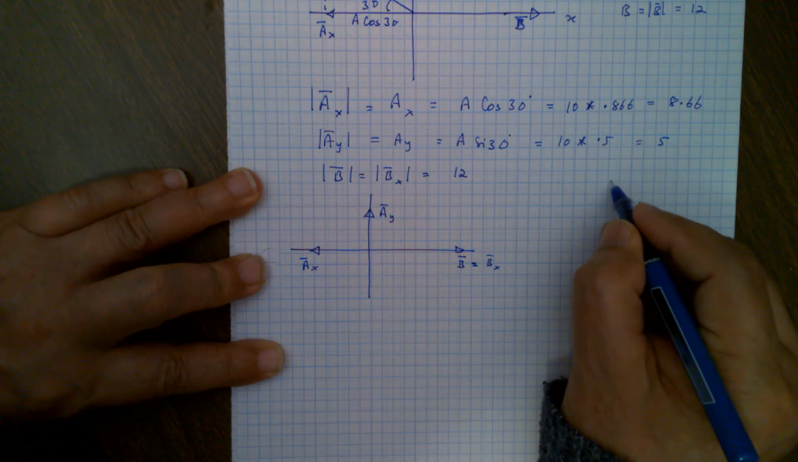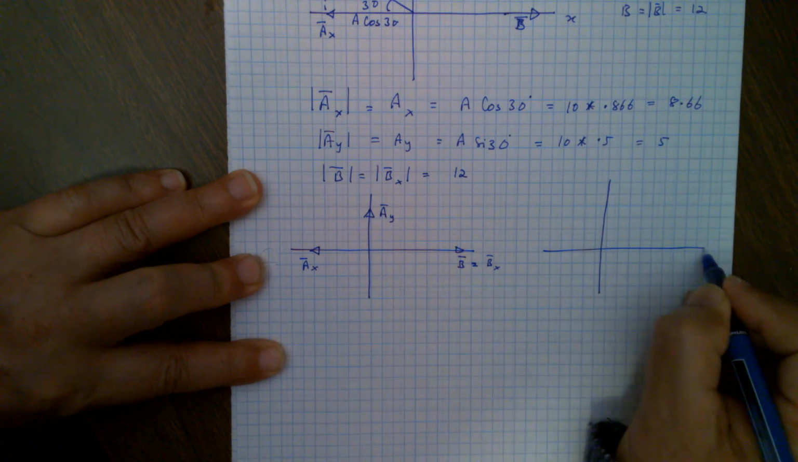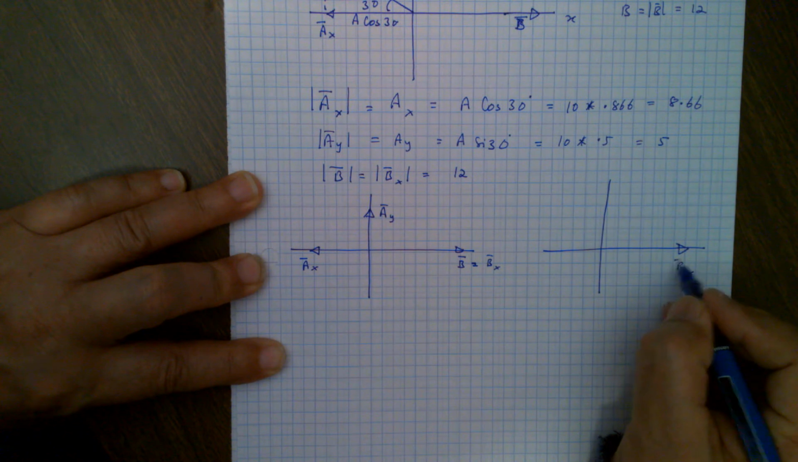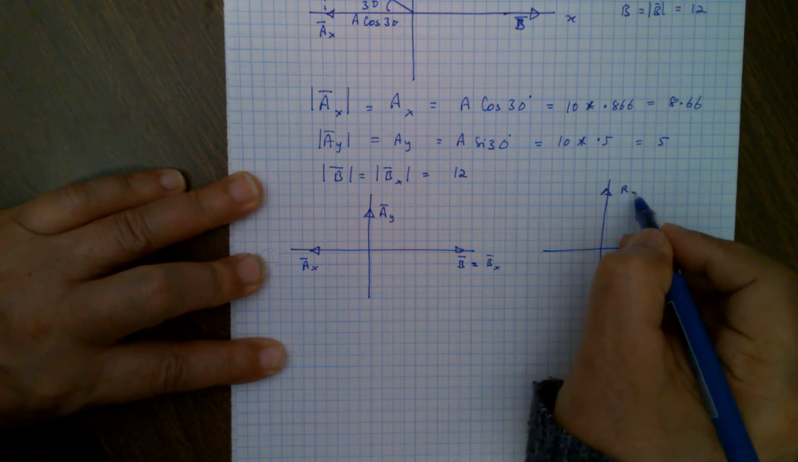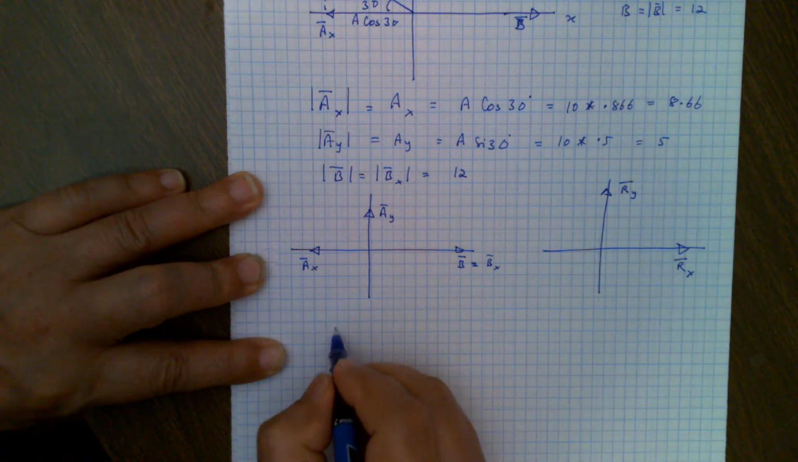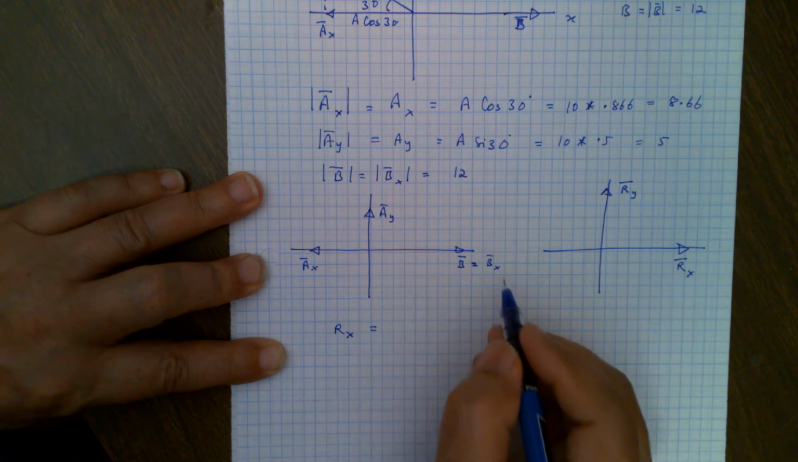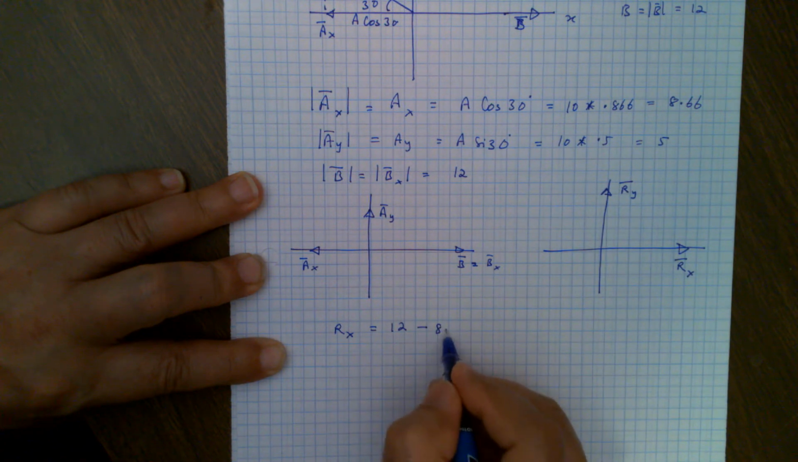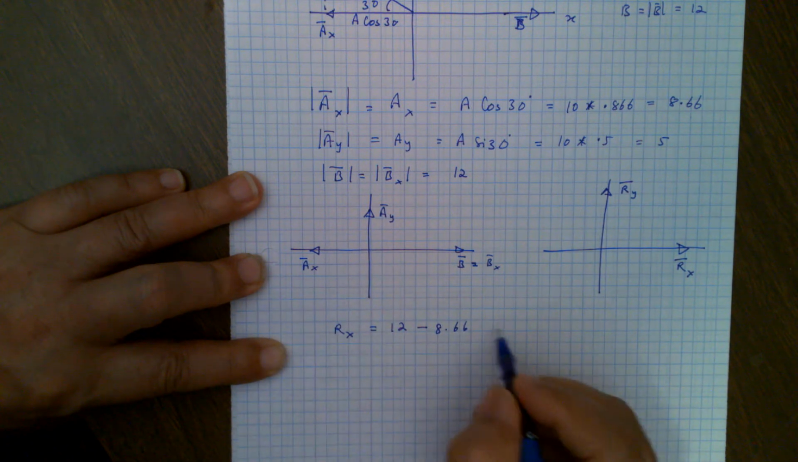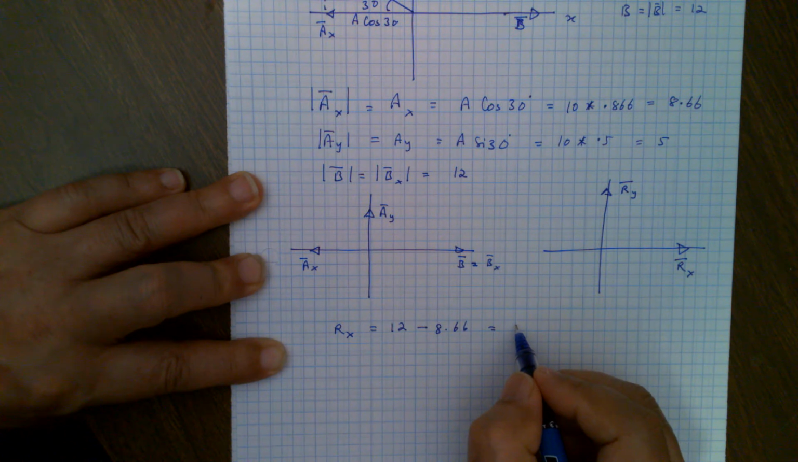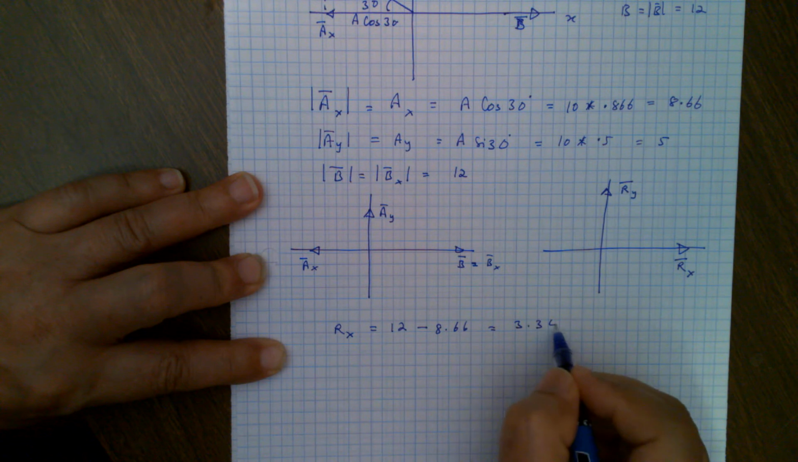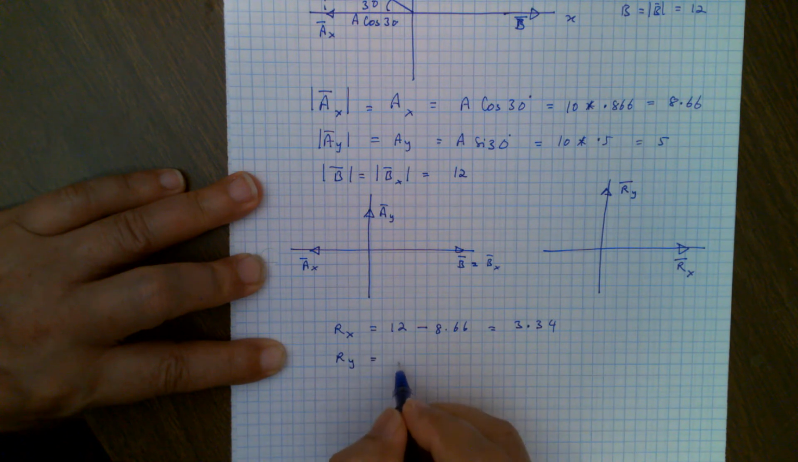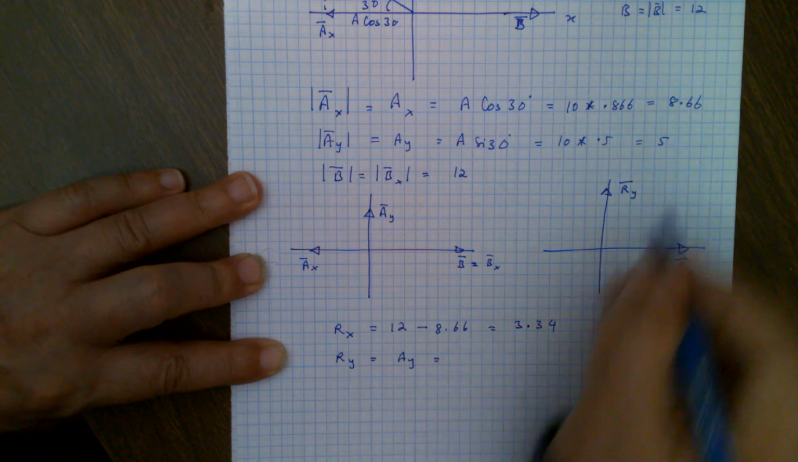So the vector will be pointing in that direction for the x component. Let me draw the final picture. My Rx component will be in that direction, so that'll be my vector Rx, and then Ry will be in that direction, right? The magnitude of Rx is 12, coming from B, minus 8.66, that is from Ax pointing in the other direction. So that will give me 3.34. Alright, you can check that. And for Ry, it will be the same as Ay, which is equal to 5.